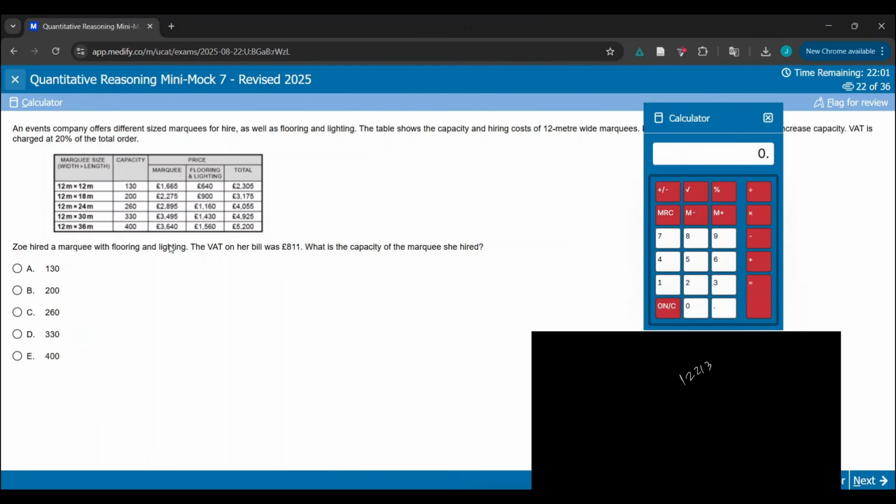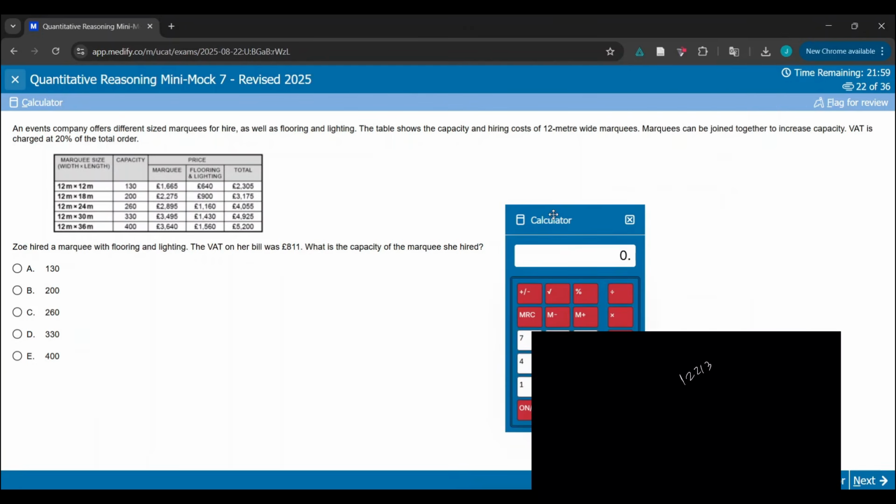So we hired a marquee with 40. The bat and a bill was 811. What was the capacity of the marquee she hired? Divide this by 0.2. Flooring and lighting. So bat and a bill was 4055. The 12 times 24. What is the capacity of the marquee? So this is the one she hired. So 260.